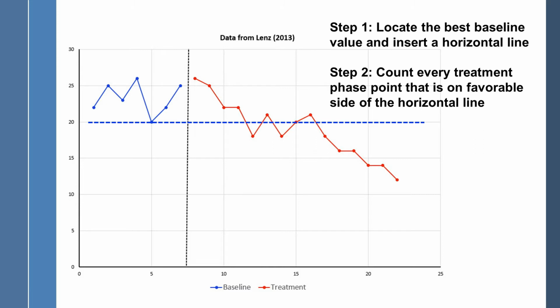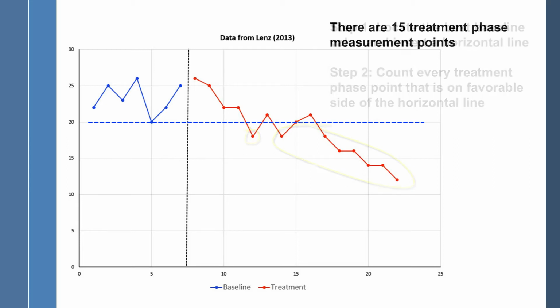And in this case, favorable is lower. So as an example, that's one data point that would be counted as being favorable. And we count them all. Now, if you have a treatment phase data point that falls right on that horizontal line, you don't count it at all. It has to be on the other side of the line, in this case below the line.